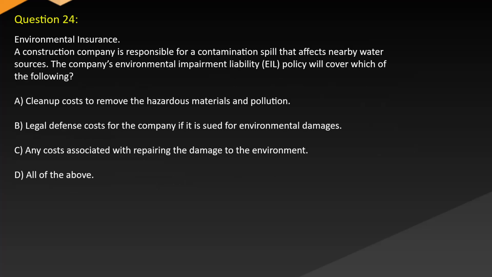Question 24. Environmental insurance. A construction company is responsible for a contamination spill that affects nearby water sources. The company's environmental impairment liability policy will cover which of the following? A. Cleanup costs to remove the hazardous materials and pollution. B. Legal defense costs for the company if it is sued for environmental damages. C. Any costs associated with repairing the damage to the environment. D. All of the above.